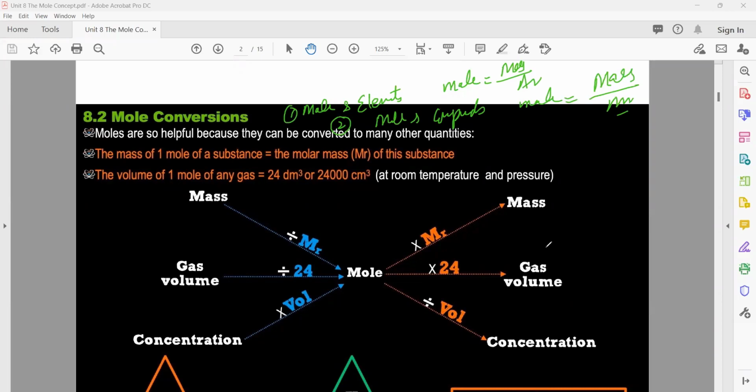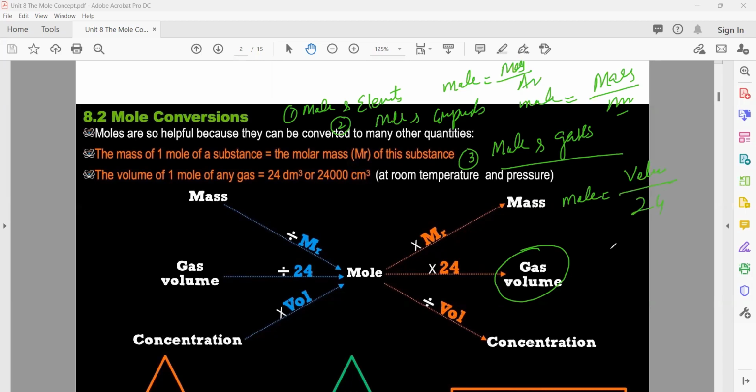Now, third thing, we have the mole of a gas. If a gas is given, if they say there is a gas, carbon dioxide gas, or hydrogen gas, or oxygen gas, any gas, how will you find its moles? So the third step is mole and gases. It's really easy. If they give you this type of question, what is the formula? Mole equal to volume divided by 24.